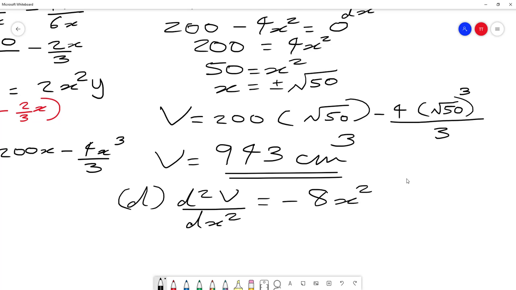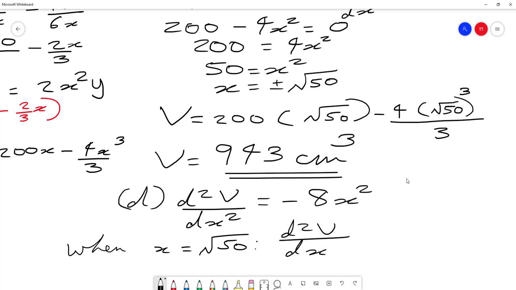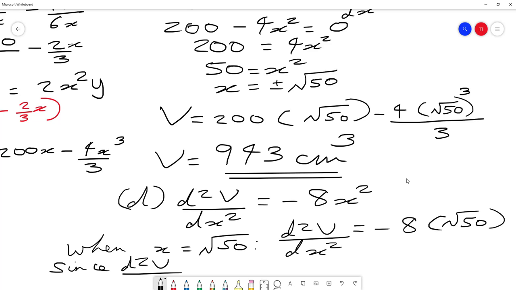Now, because we want the overall result to be negative, I'm going to put positive root 50 into this equation. So when x equals positive root 50, this will now give me d2V by dx squared is minus 8 times root 50. Now, because the answer is negative, I'm going to say since d2V by dx squared is negative, therefore we get a maximum value.